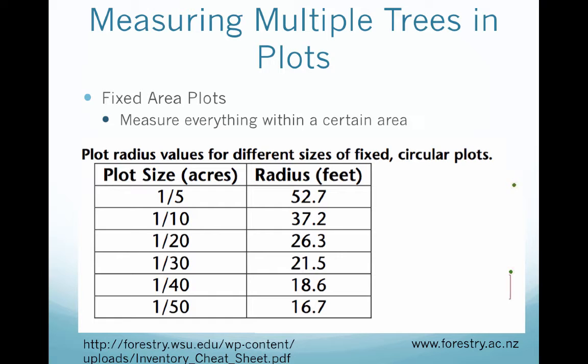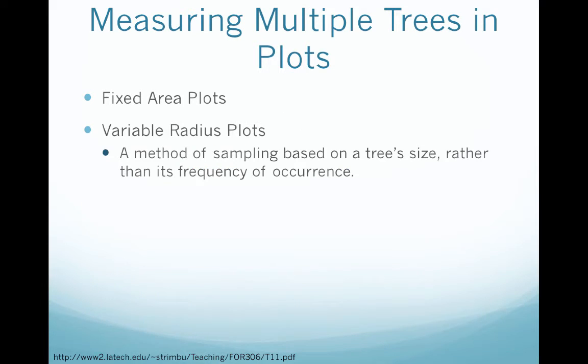We use a lot of circular area plots in forestry. And you can see, again, this is plot size in acres, from everything from a 1/5 acre plot to 1/50th acre plot. So again, a fixed area plot: measure everything within a certain area. A variable radius plot is a little different. It's a method of sampling based on tree size rather than its frequency of occurrence.